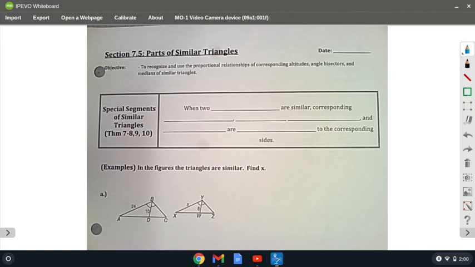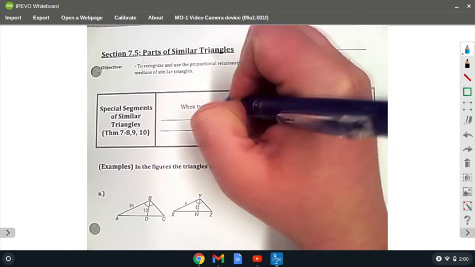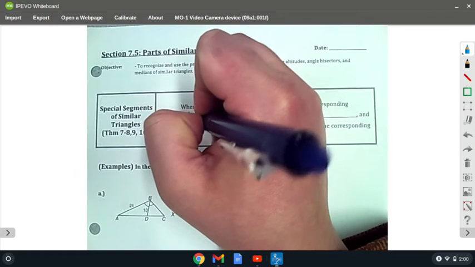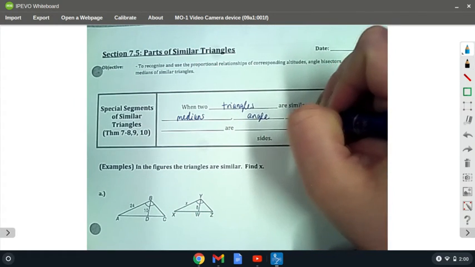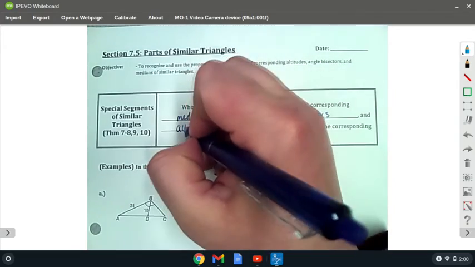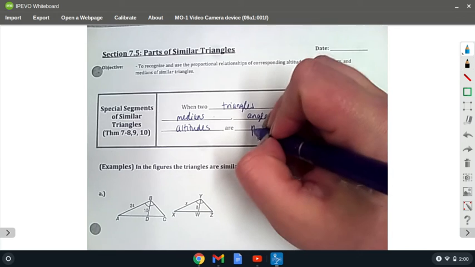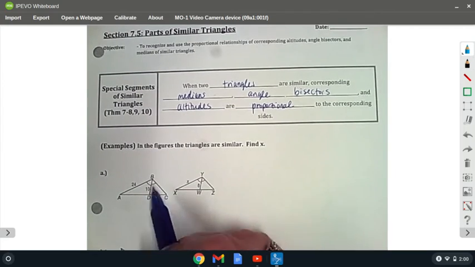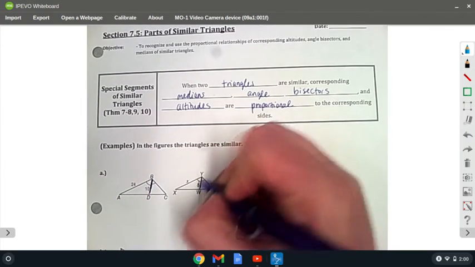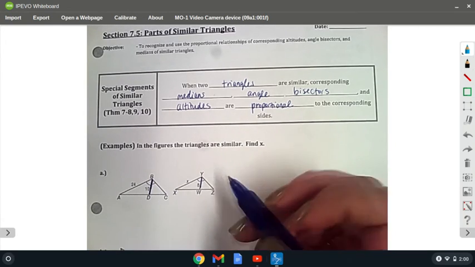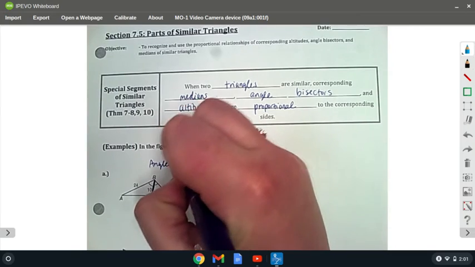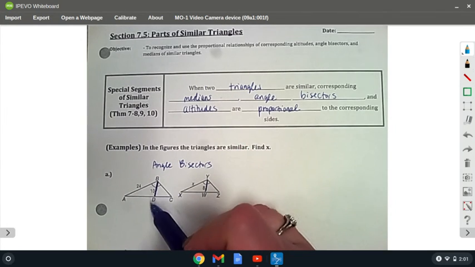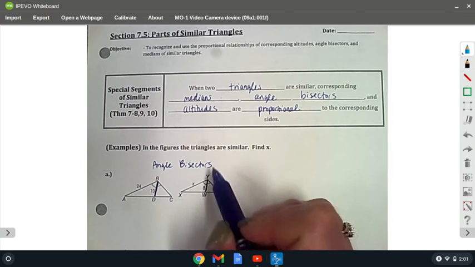The first topic here is special segments of similar triangles, which is when two triangles are similar, corresponding medians, angle bisectors, and altitudes are proportional to the corresponding sides. In these pictures, you can see that I have this segment cutting these two angles into equal pieces. So this means I have angle bisectors. All that this statement tells you is that these angle bisectors are proportional to those corresponding sides.